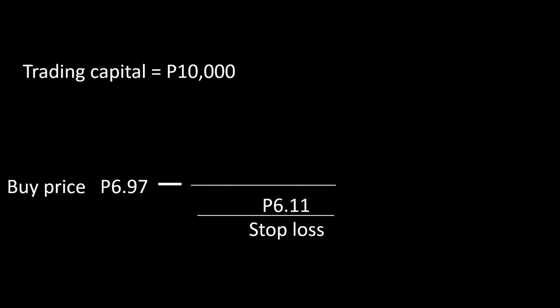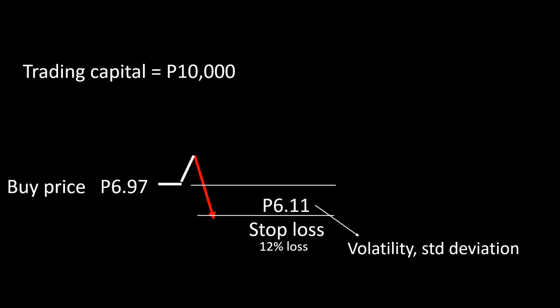Let's have another example. Suppose this time your trading capital is only 10,000 pesos and you want to buy a stock that is selling at 6 pesos and 97 centavos per share. You set your stop loss level at 6.11. That's a 12% loss if you are stopped out. Well, it's high, but never mind. Let's say you chose that based on standard deviation, the current level of volatility. So you have a good basis for your decision.